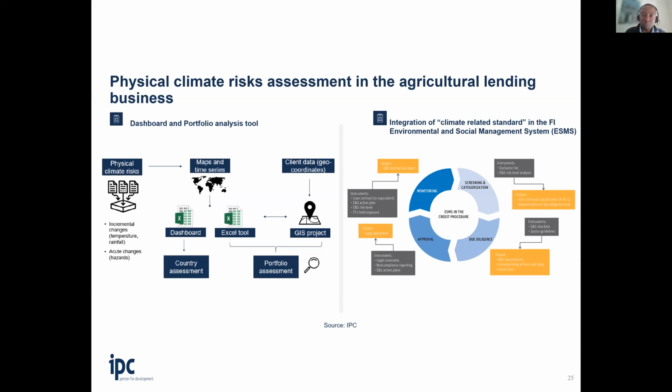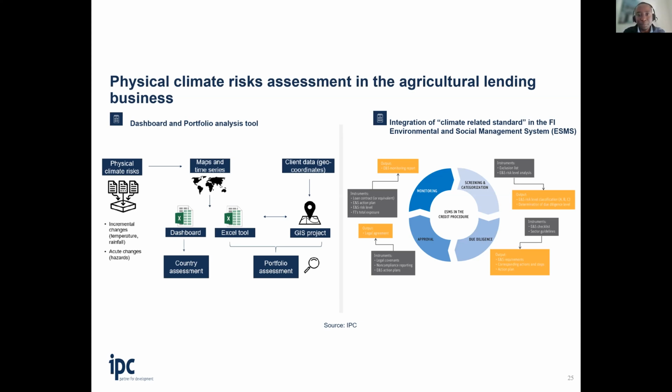So we have at a global level where you can have the dashboard to see the country, but for the agri portfolio more specifically, we have made some very specific analysis focusing at the client data level to see on the map exactly where we have a yield anomaly, where we have a temperature or rainfall impact. So that was the first, I would say, dashboard and portfolio tools that we have also worked with bank, so that they could use it in the decision process when it comes to addressing physical climate risk.